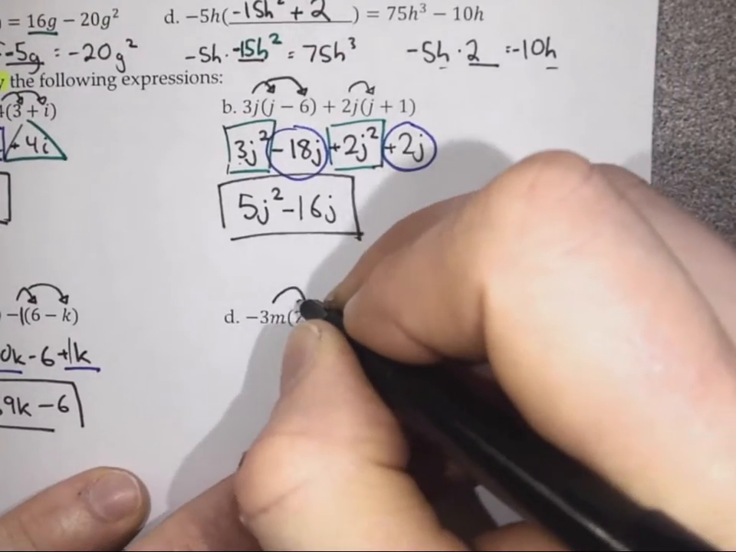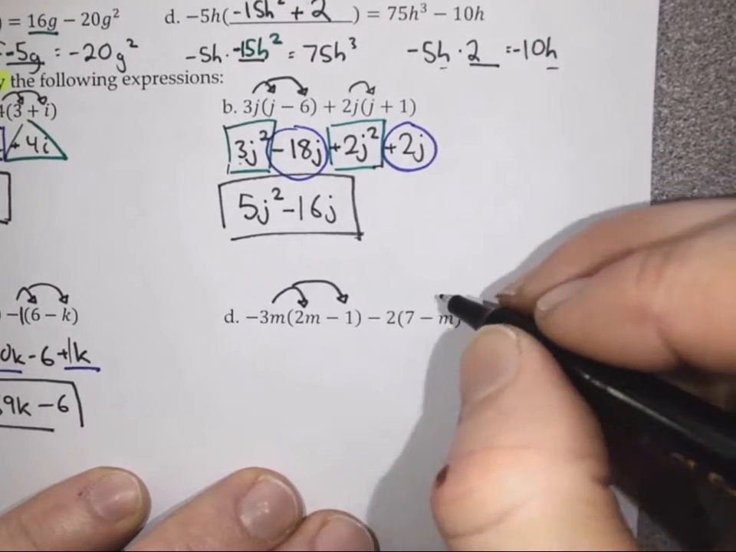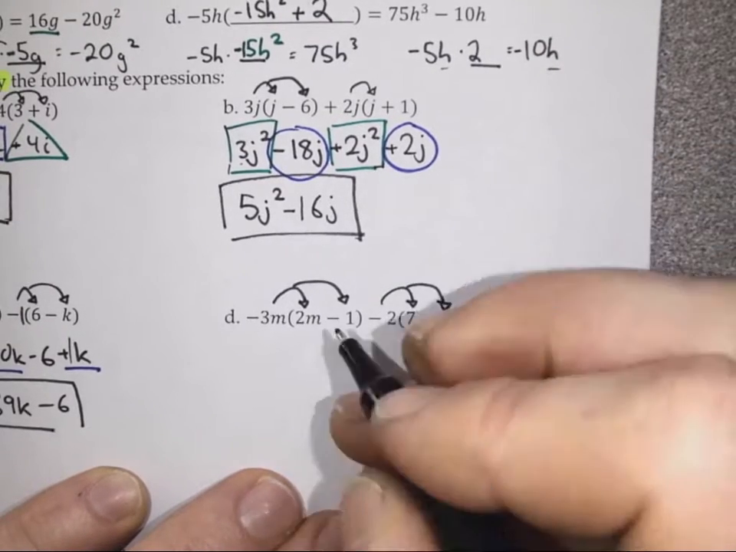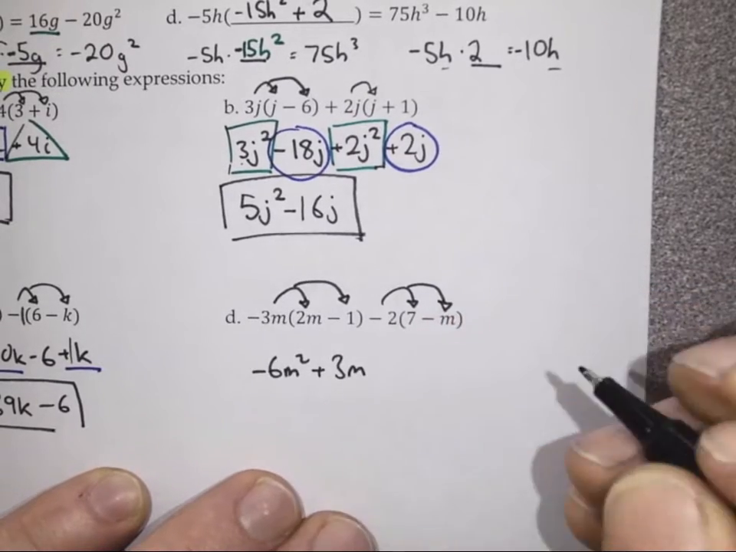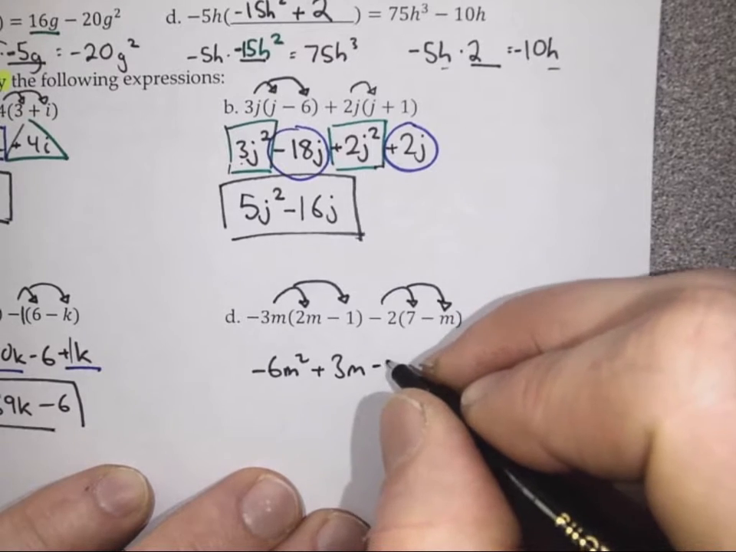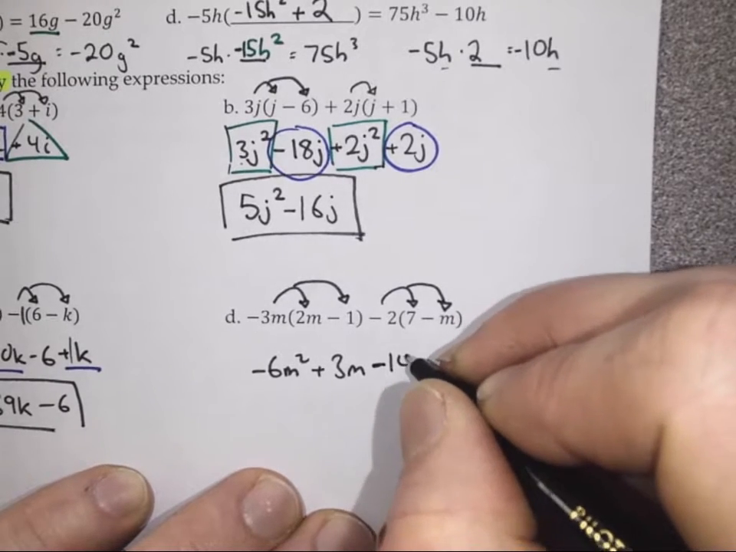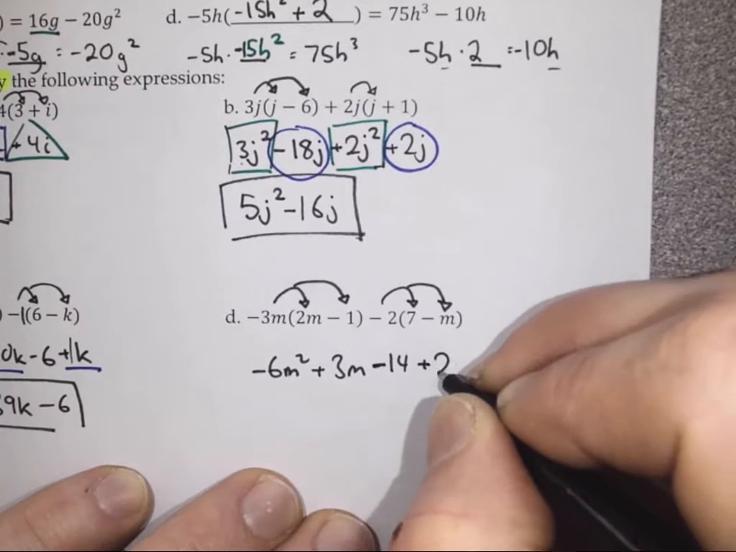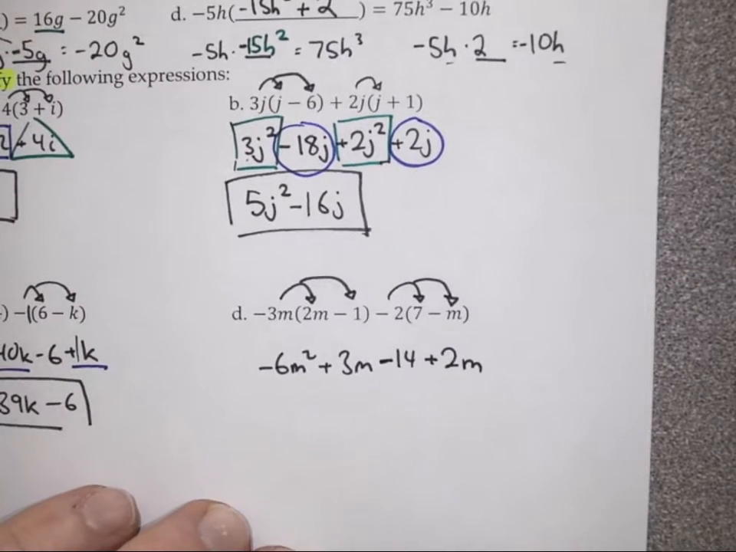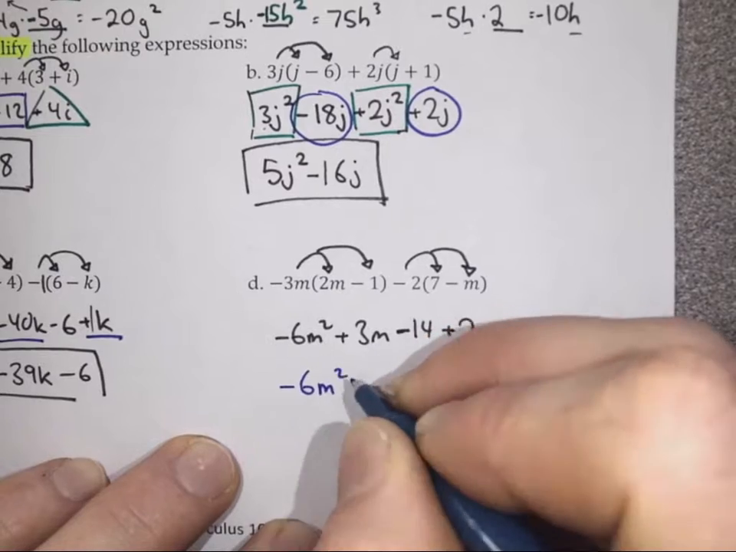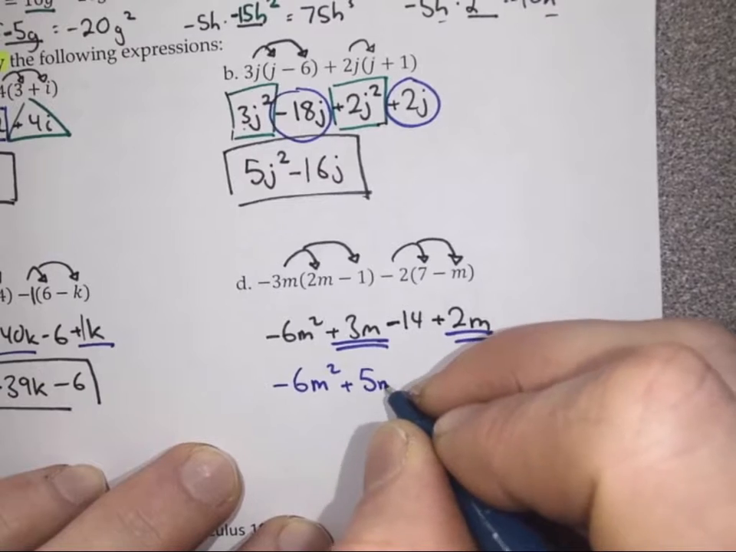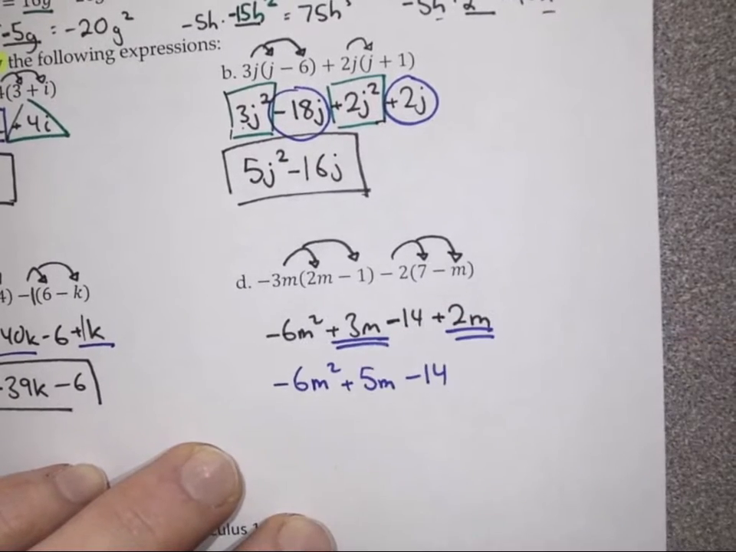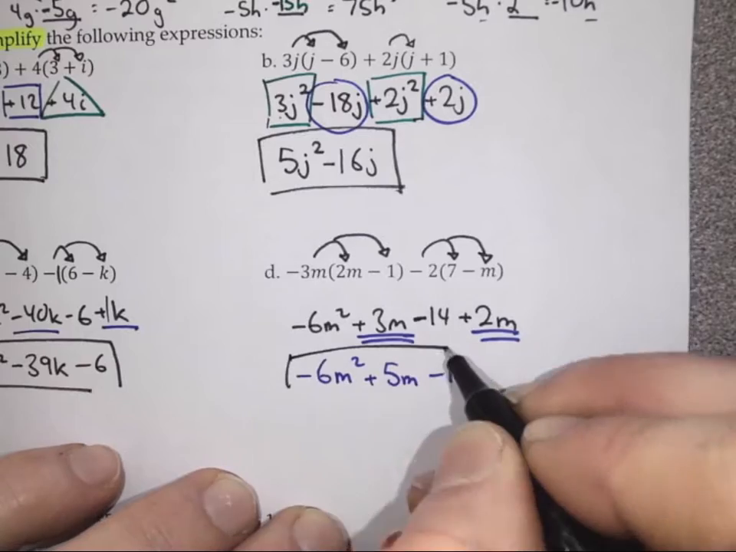All right, negative 3m times 2m, negative 3m times negative 1. So it's going to give us negative 6m squared. Negative 3m times negative 1 is positive 3m, because multiplying by negative 1 just changes its sign. Negative 2 times 7 is negative 14, and negative 2 times negative m is positive 2m. So together that gives us negative 6m squared. Oh, I've got some like terms here. These guys are going to group together, so that's going to give us 5m, take away 14. Okay, and we're done. Let's move on.